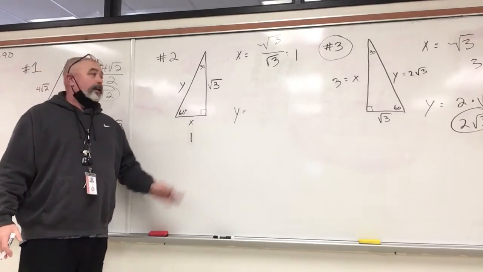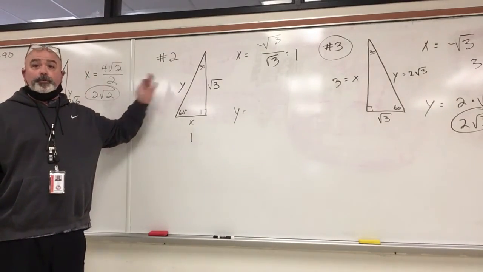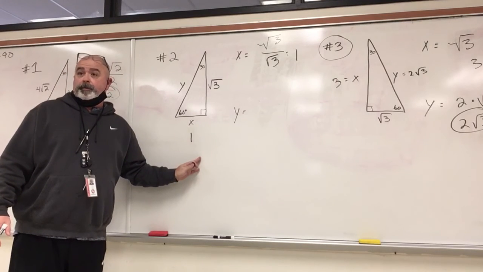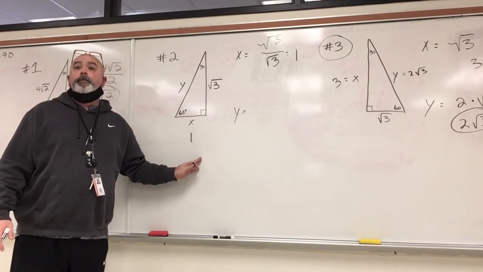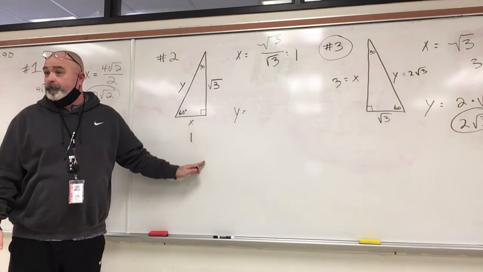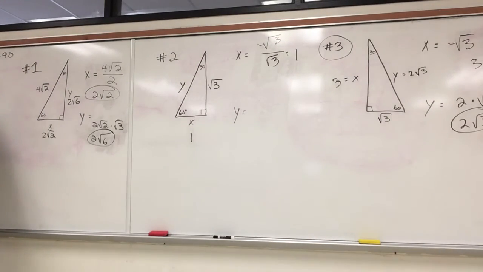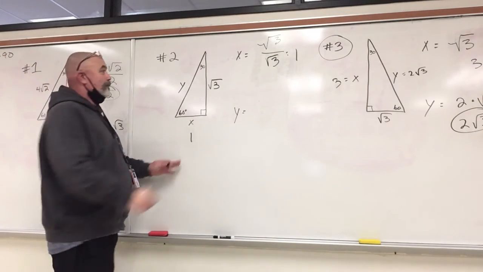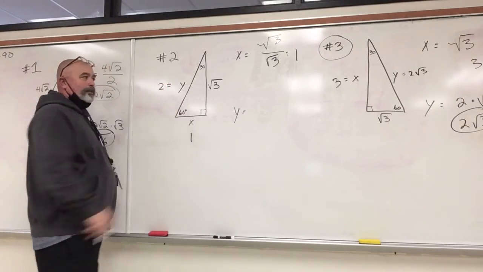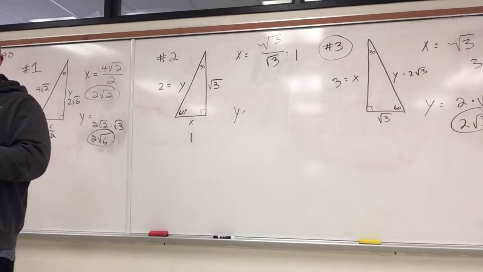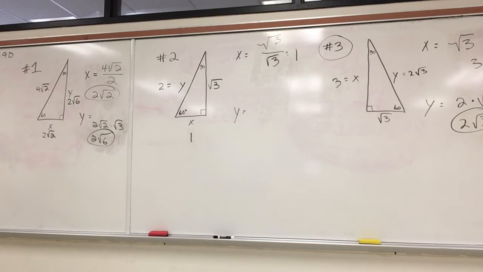There's the key. Now to find the hypotenuse, what must you do to the short leg? Multiply by 2. 2 times the short leg. So what's 1 times 2? 2. Yeah. And I'm done. Now, was that hard mathematics? My hand hurts.